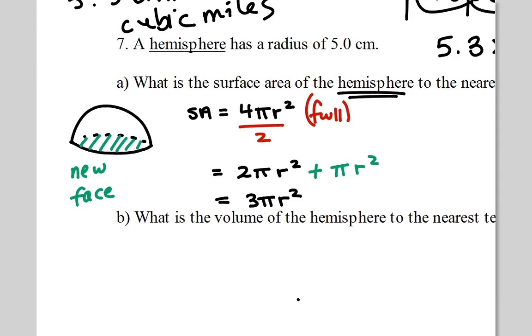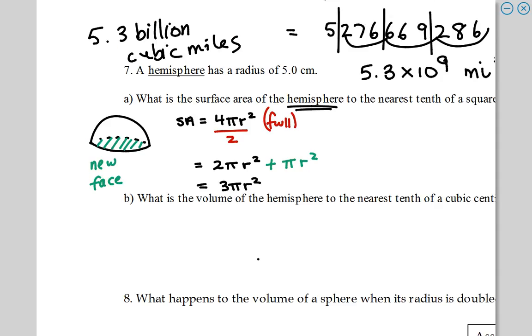Especially with your algebra, think about this as like 2 apples plus 1 apple is 3 apples. So the pi r squared is just an object. You have 2 of them here, you have 1 of them there, altogether you have 3. So that's the formula. You can just use it from your formula sheet, but I just wanted to show you where it came from.